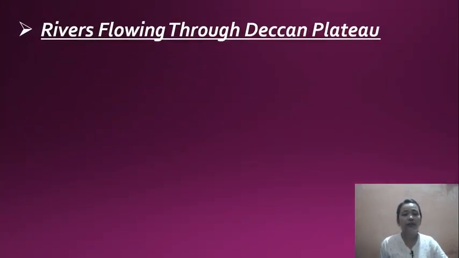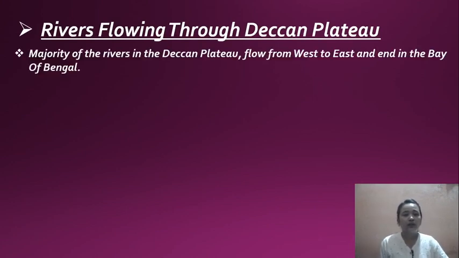Rivers flowing through the Deccan Plateau. So rivers are flowing through the Deccan Plateau. Where do they flow? The majority of the rivers in the Deccan Plateau flow from west to east and end in the Bay of Bengal.